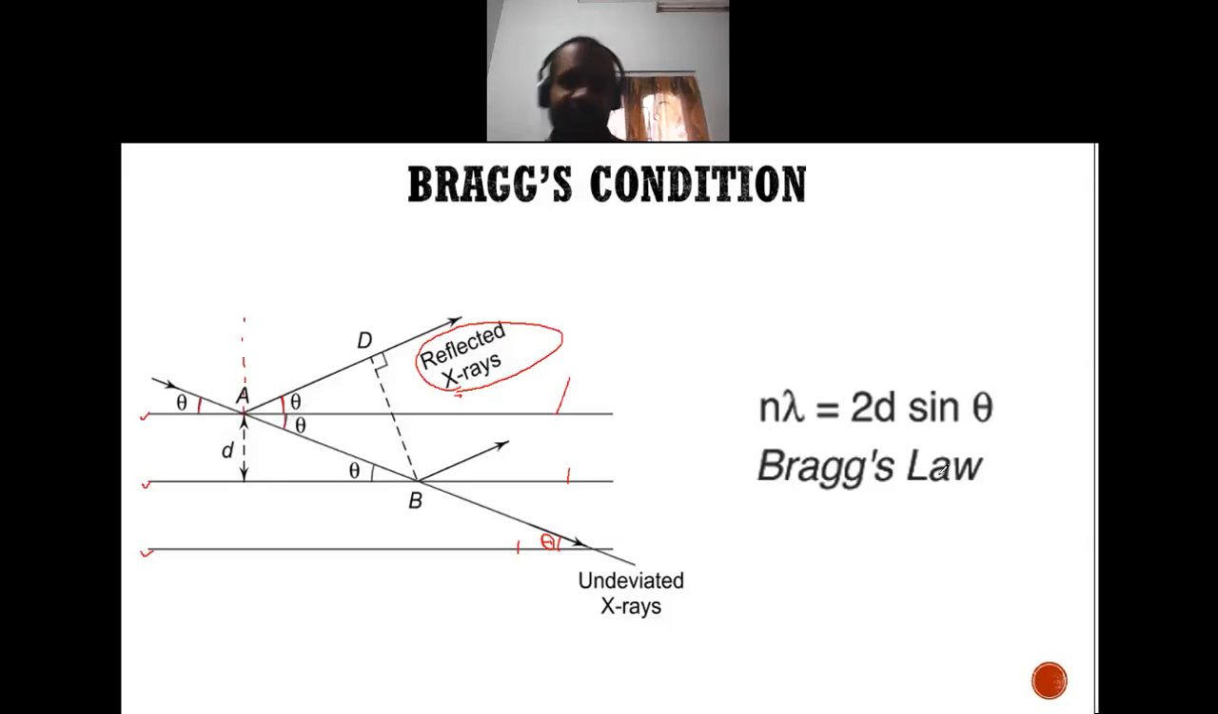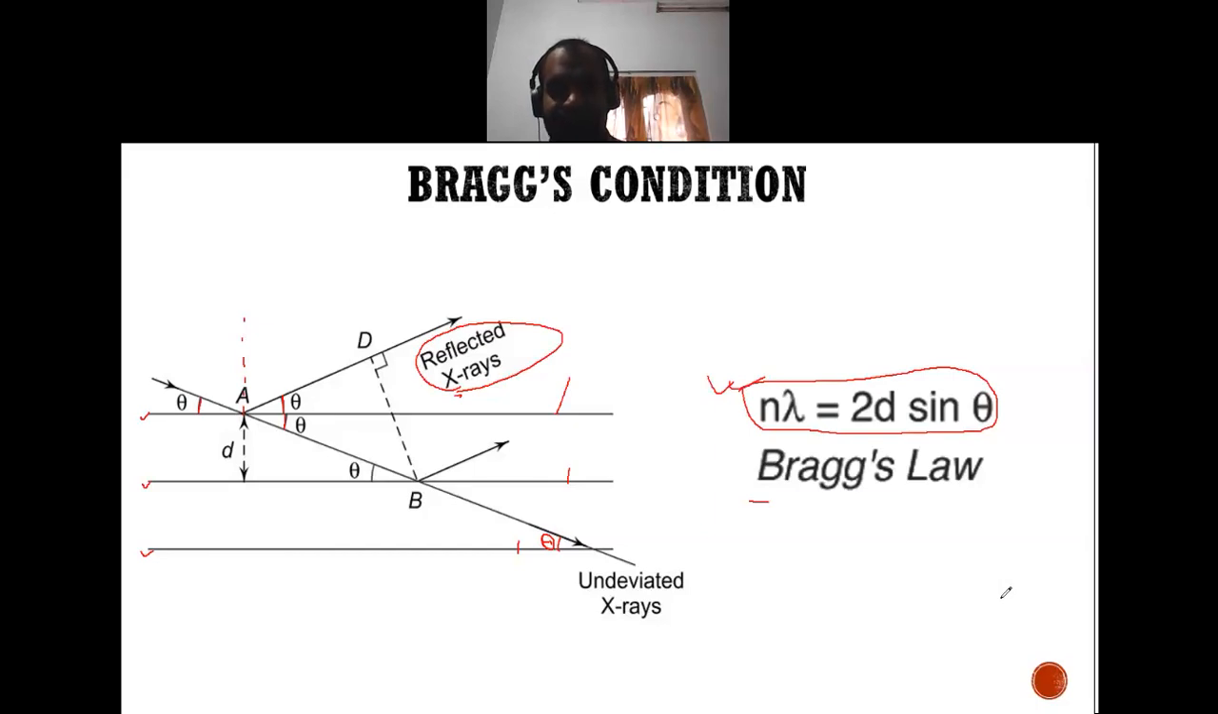Okay. So this is the very famous Bragg's law. This condition has to be satisfied to obtain a diffraction pattern with the X-rays. Lambda equals 2d sin theta, which is known as Bragg's law.